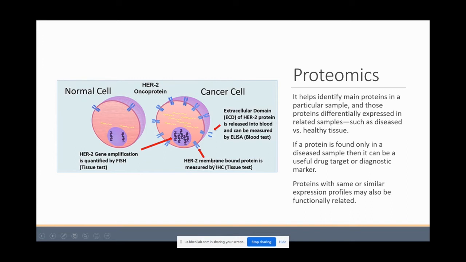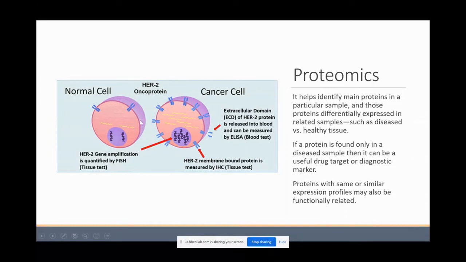Remember again that these cells have the same genetic code. They have the same blueprints of DNA, but the amount of proteins that they're making, what they're expressing, what they're doing is very different from each other. So something had to happen to make them different, and we want to look at what is different about them first to figure out what is going on. Proteins that are found in, for example, diseased samples can be very good because they can act as a drug target or as a diagnostic marker.